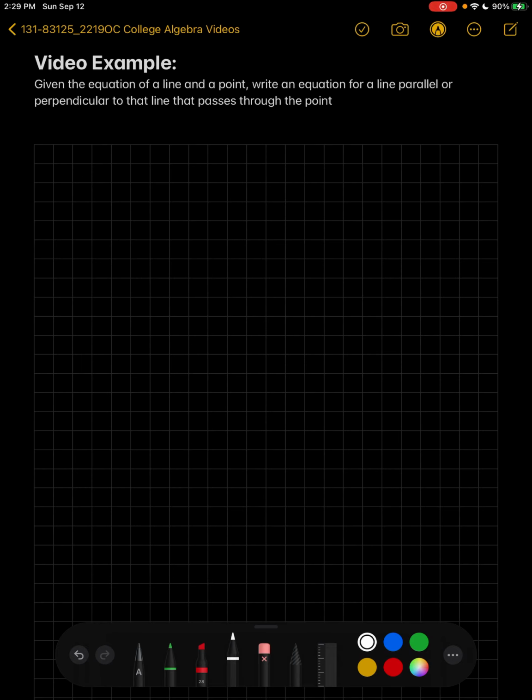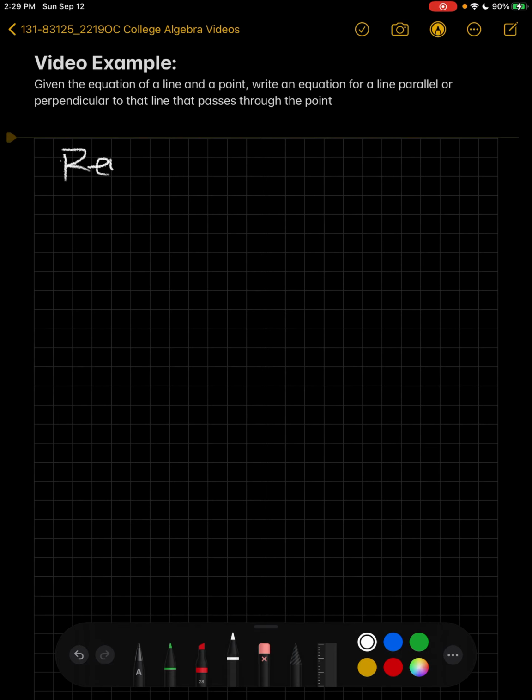Today I'm going to tell you how to, when you're given the equation of a line and a point, write the equation for a line that's parallel or perpendicular to that line that passes through a given point. So remember, here's a little bit of review.